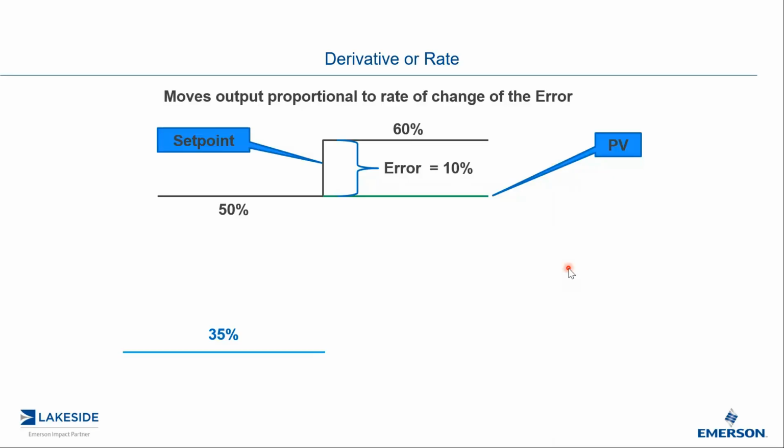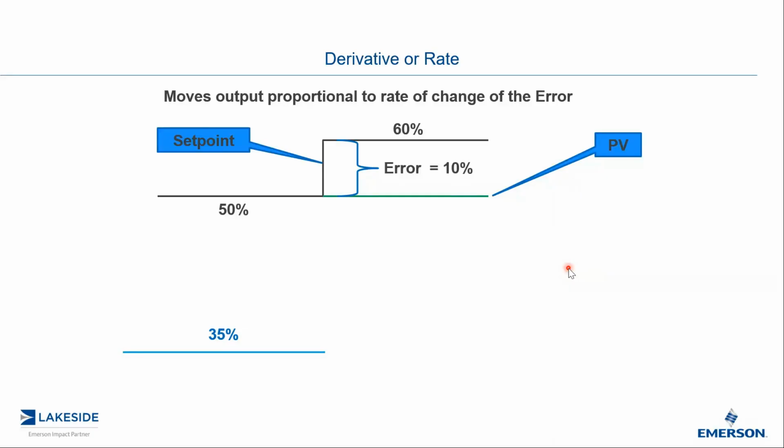So how does derivative work? We'll see that later on, but out of 100 loops, I did a survey of my Lakeside Tuning Index, and about 10% actually have significant derivative tuning in them. Not to say that 10% should, but 10% do. So we can take a look at that.